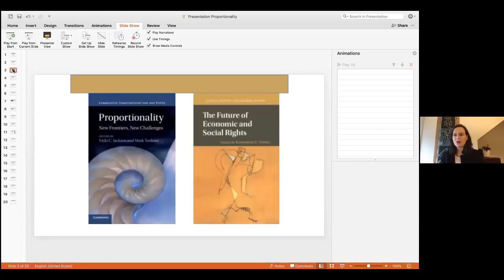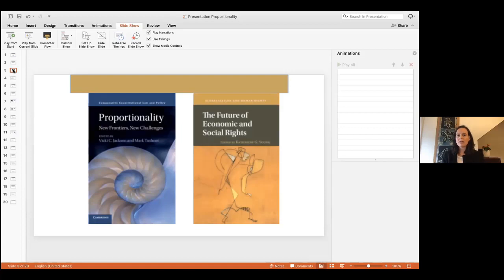So I'm going to be drawing on a chapter that I wrote for a book on proportionality, New Frontiers, New Challenges, that came out in 2017 and was edited by Vicki Jackson and Mark Tushnet here in the United States. And that's a very comparative book containing defenders of proportionality, Robert Alexy writing from Germany, David Beatty writing from Canada, and a host of other commentators really trying to focus on some of the big challenges as proportionality assumes its role as one of the biggest migrants in the recent migration of constitutional ideas across the world.